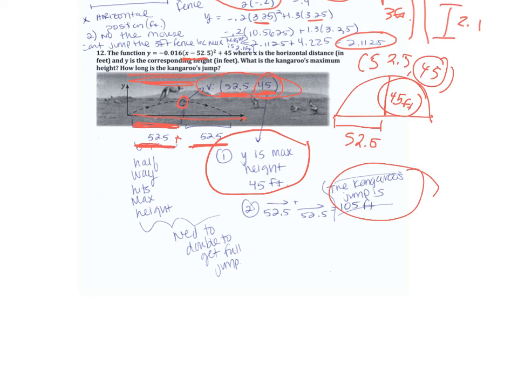This is where it lands, right? It's halfway out at 52.5. So it's full way out at 105 feet once it ends its jump.